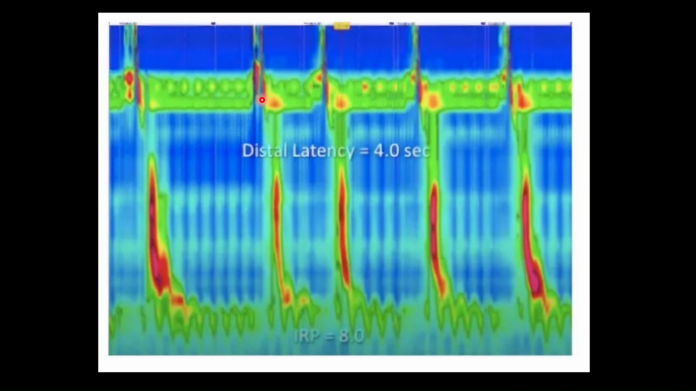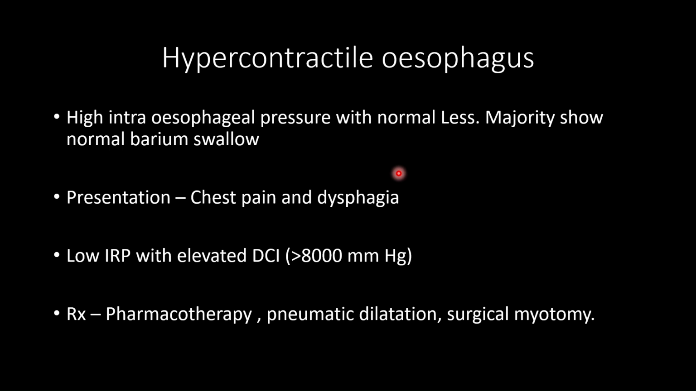In this graphical representation of manometry, we can see there are contractions occurring way too frequently, in too little time, indicating the low latency, which is important to diagnose diffuse esophageal spasm.